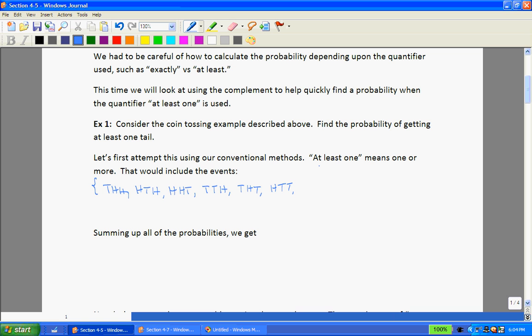But it also includes if we get 3 tails. So altogether we have 7 events. So that means the probability of at least 1 tail is 7/8.